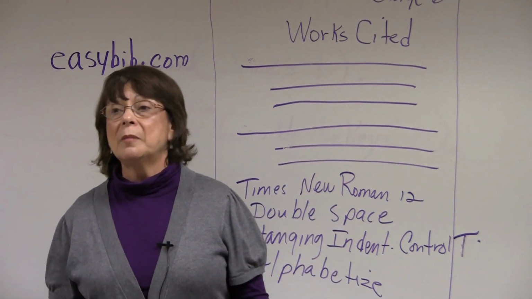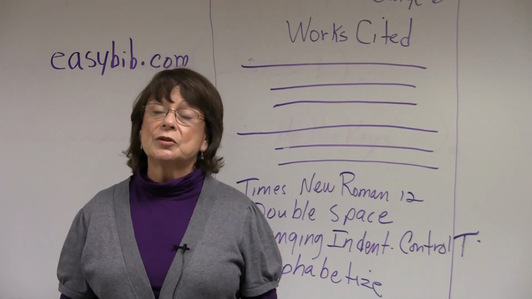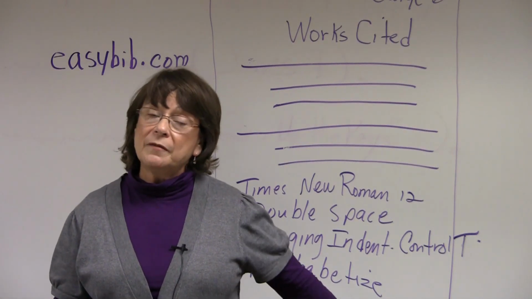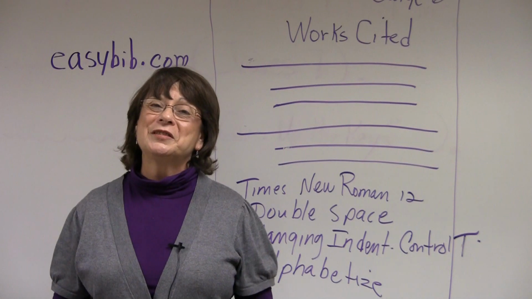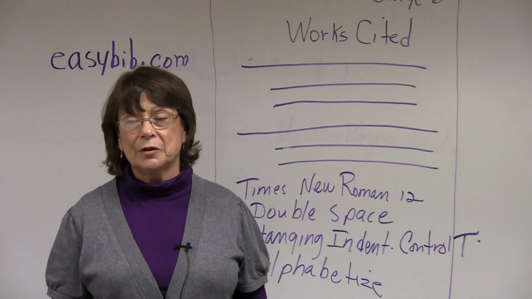But remember, the requirement for this final research paper is at least 3 to 5 sources, so I should see at least those. But don't have anything extra on there. If you haven't used it as an in-text citation, it should not appear on this works cited page.